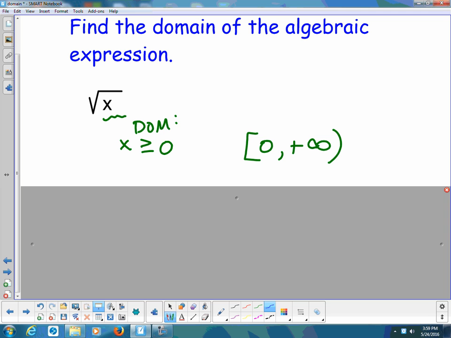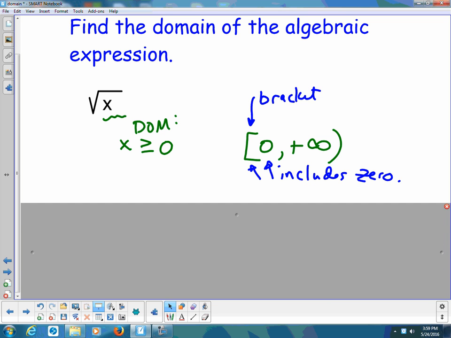Notice I'm using a bracket here, and the bracket is indicating that we do want to include the 0. So this domain includes the 0 because we're using the bracket. All right? Let's take a look at this example.